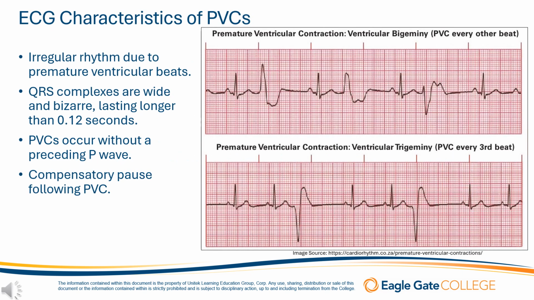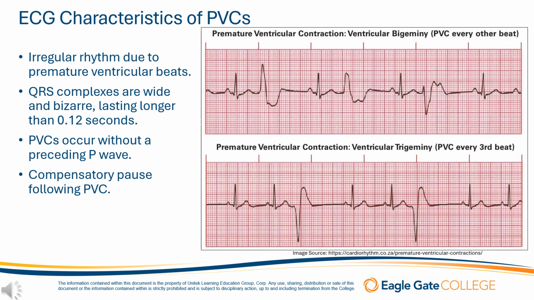Let's discuss the key ECG characteristics of premature ventricular contractions. The rhythm on an ECG appears irregular due to the presence of premature ventricular beats. These premature beats interrupt the normal, regular rhythm of the heart, causing an overall irregular pattern. This irregularity is one of the first indicators that PVCs may be present.